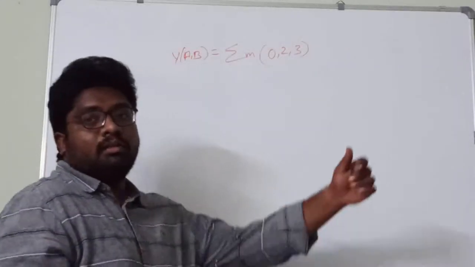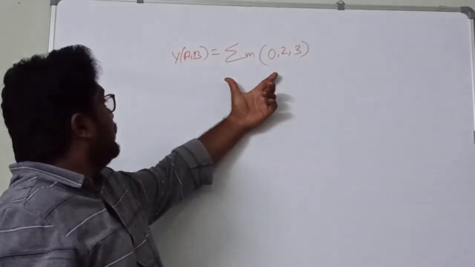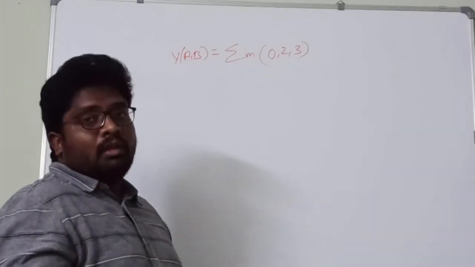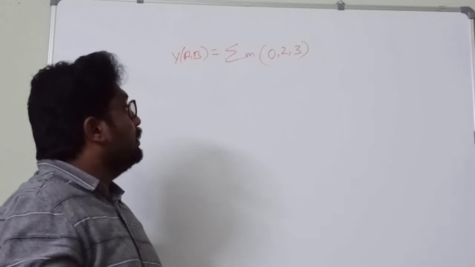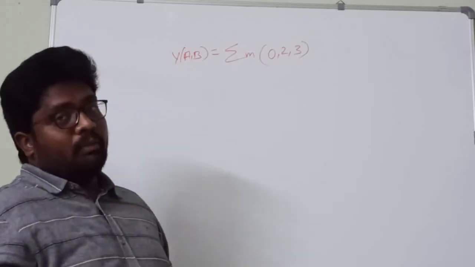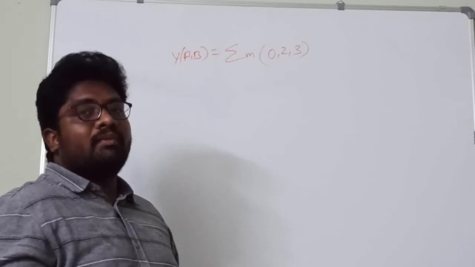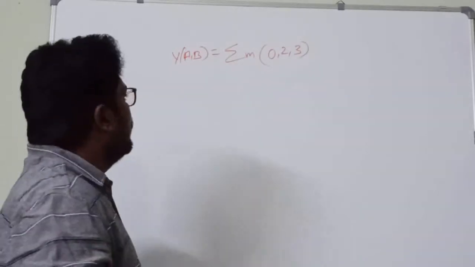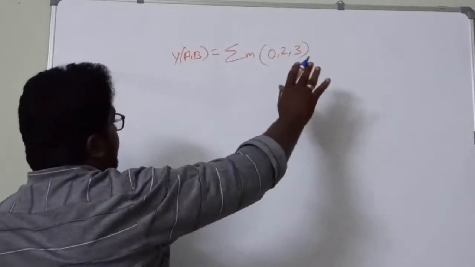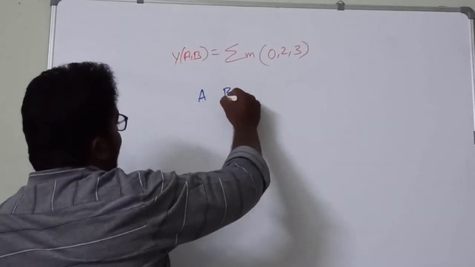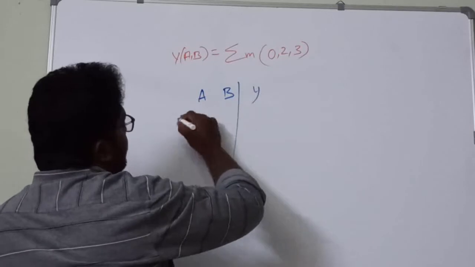They have given one expression, that is Y of A comma B is equal to summation of small m of 0, 2, 3. The min terms will be represented with small m, and the max terms will be represented with capital M. So just write the truth table for the given expression. They have given two variables A, B, and the output is Y.